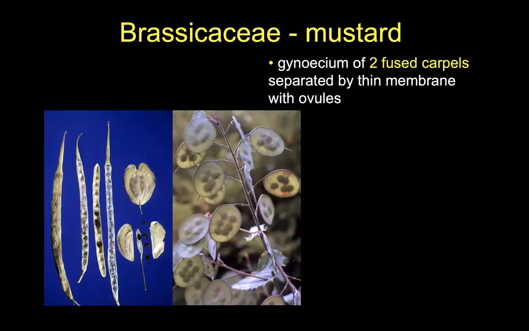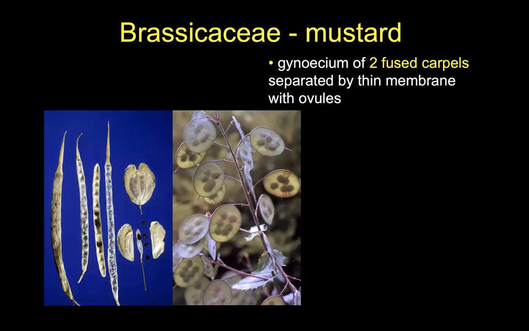So the fruit structure is what's really exciting in the Brassicaceae. There's a limit to how exciting Brassicaceae flowers can be, in my modest opinion, but I do think the fruits are super cool. Okay, so the gynoecium is composed of 2 fused carpels, and in the middle there's a very thin membrane to which the ovules are attached.